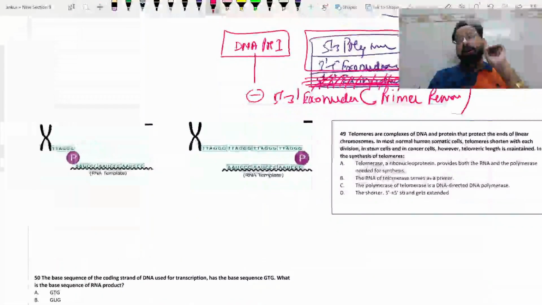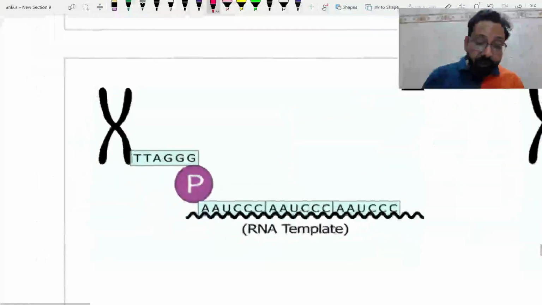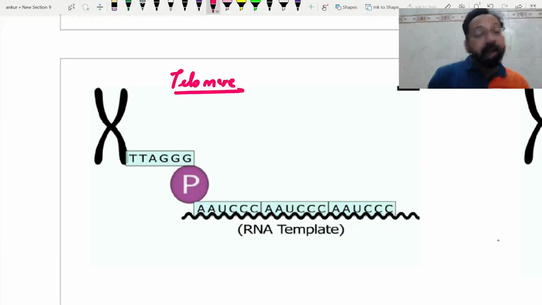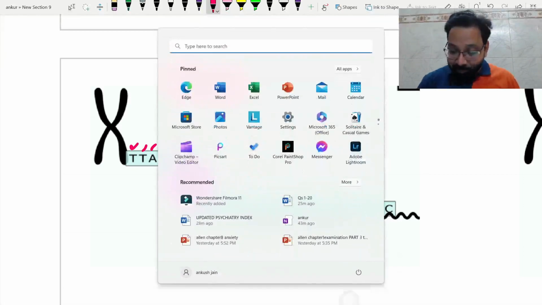Now, after each replication, a small portion of DNA is lost. But nature is very wise. Nature kept telomeres at the end of DNA, meaning TTAGGG repeated multiple times. These telomeres are present at the end of linear chromosomes, and whenever a cell divides and DNA replication occurs, a small portion of DNA is lost. The lost portion would be telomere.